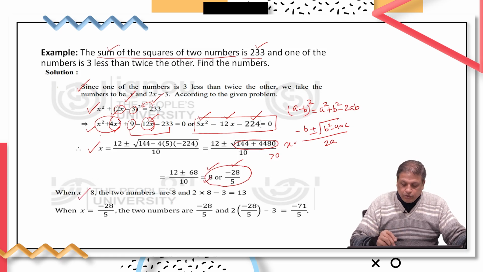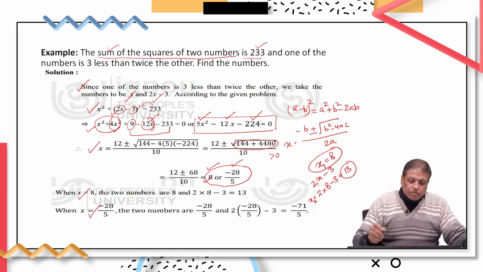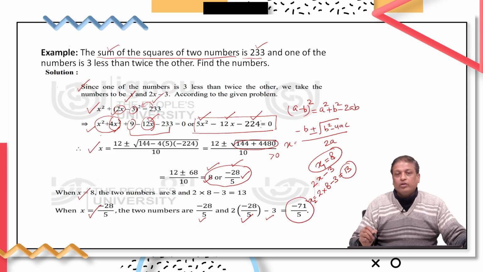So when one of the roots is x equal to 8, then the two numbers are: the first number was x, so x was equal to 8, and the other number was 3 less than twice the first number. So 2x minus 3 was the next number, that means 2 into 8 minus 3. So the next number was 13. Similarly, when x is equal to minus 28 by 5, that is the other root, you can calculate that the other number is twice of minus 28 by 5 minus 3, that turns out to be minus 71 upon 5.